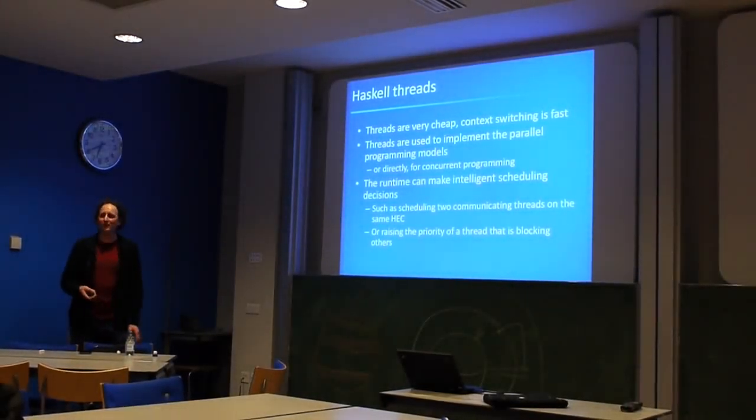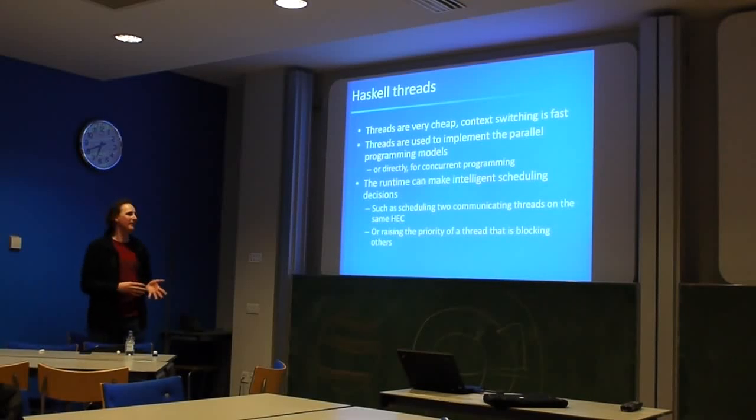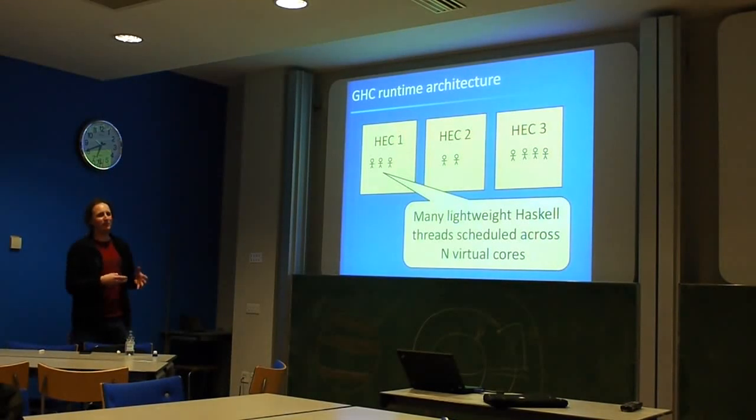So we think it's important to have lightweight threads, because it means that if you're programming with threads, I haven't said much about programming with threads today, but of course lots of people do program with threads, and we'd like it to be the case that you can program with threads if you need to. So you don't have to worry about threads being far too expensive and not use them. Threads in Haskell are very cheap, context switching is very fast. And threads are not only used for doing concurrent programming, they're also used to implement these parallel programming models that we've seen already. So the basic model here is that we've got lots of lightweight threads scheduled across hexes.